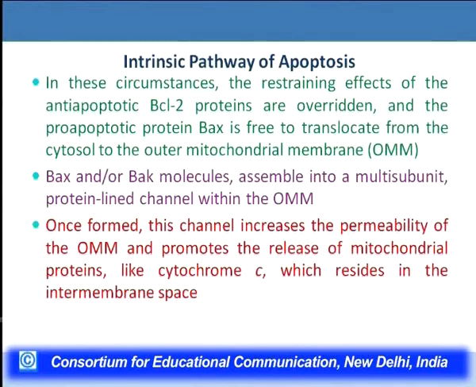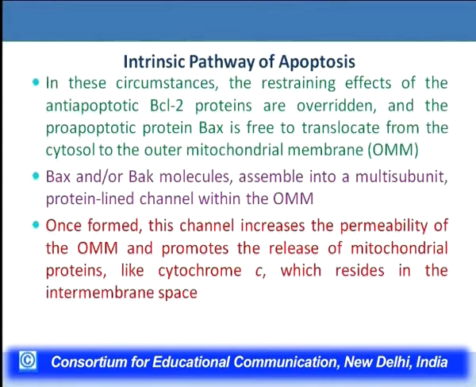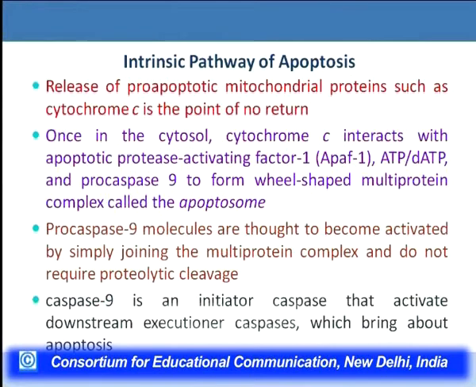the outer mitochondrial membrane. Once these BAX or BAK molecules are bound to the outer mitochondrial membrane, they cause formation of a channel in this membrane, which increases the permeability of the membrane, and this leads to release of cytochrome C from the intermembrane space to the outside. Now release of this particular molecule is very important, and it's like a commitment step for cell death. The cell cannot go back after cytochrome C has been released from the mitochondria.